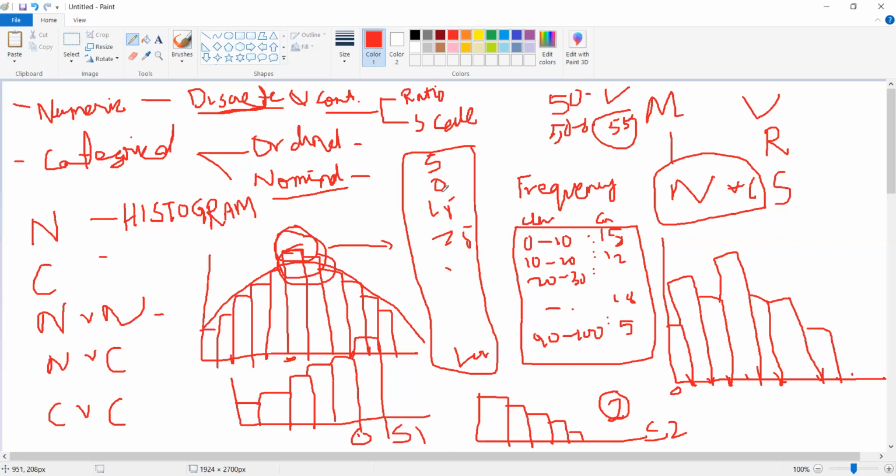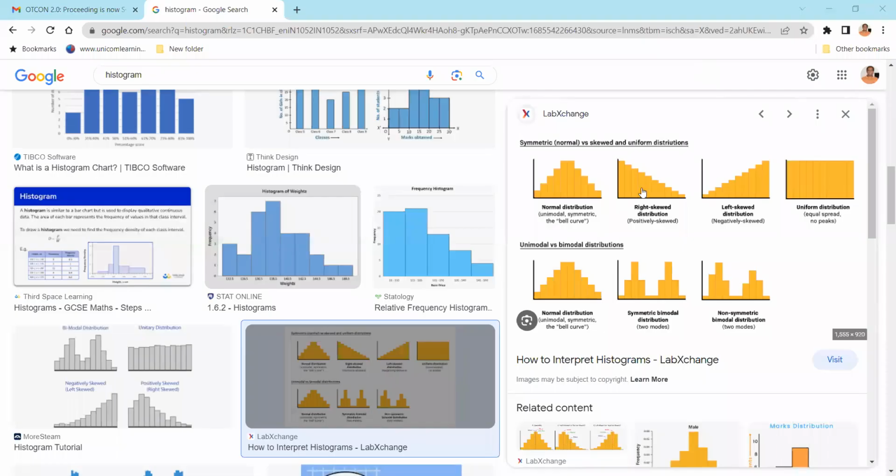Okay. So we'll stop here for today. Okay. What we did is how to look at numeric data, and we spoke about histogram. Now you read about histogram. So when you have mirror image, we say normal distribution.